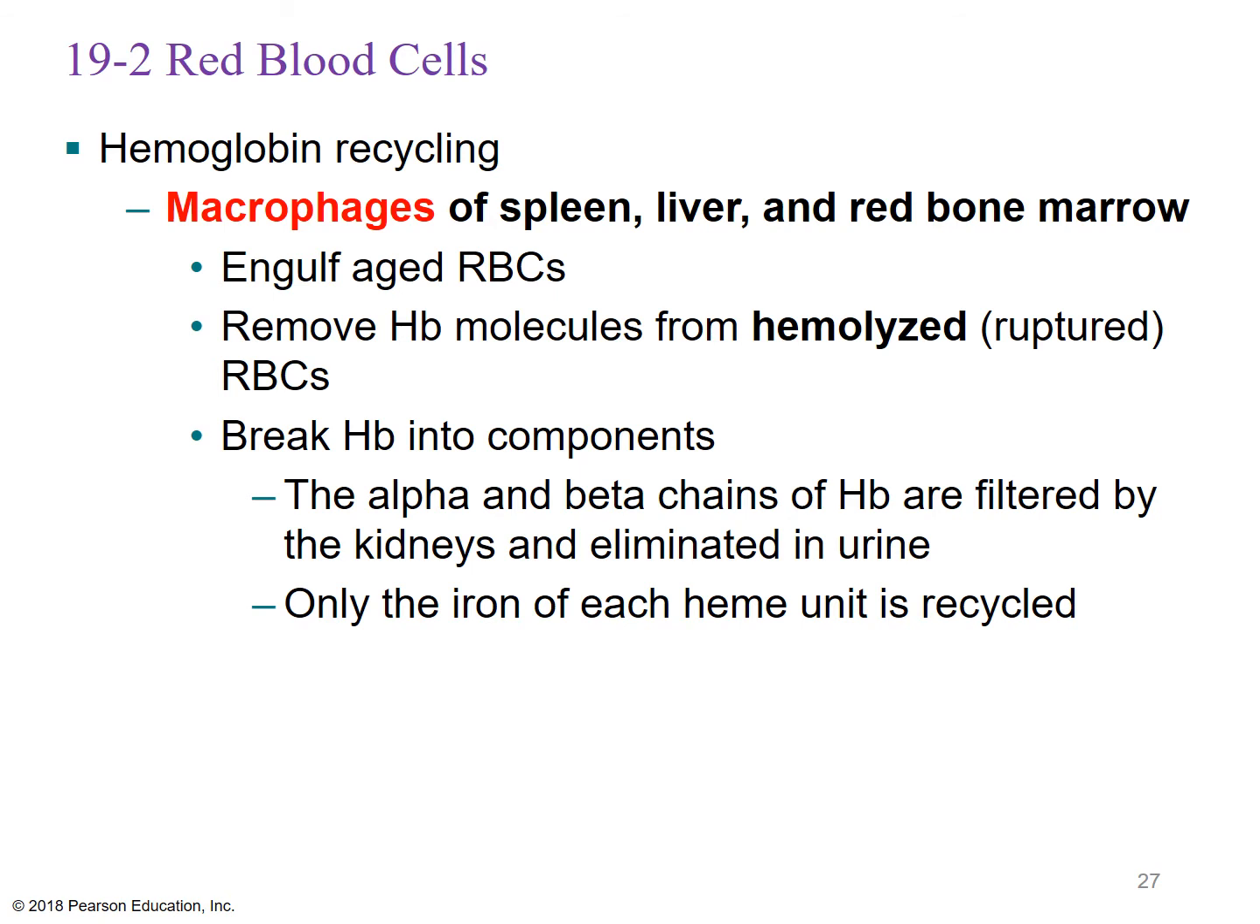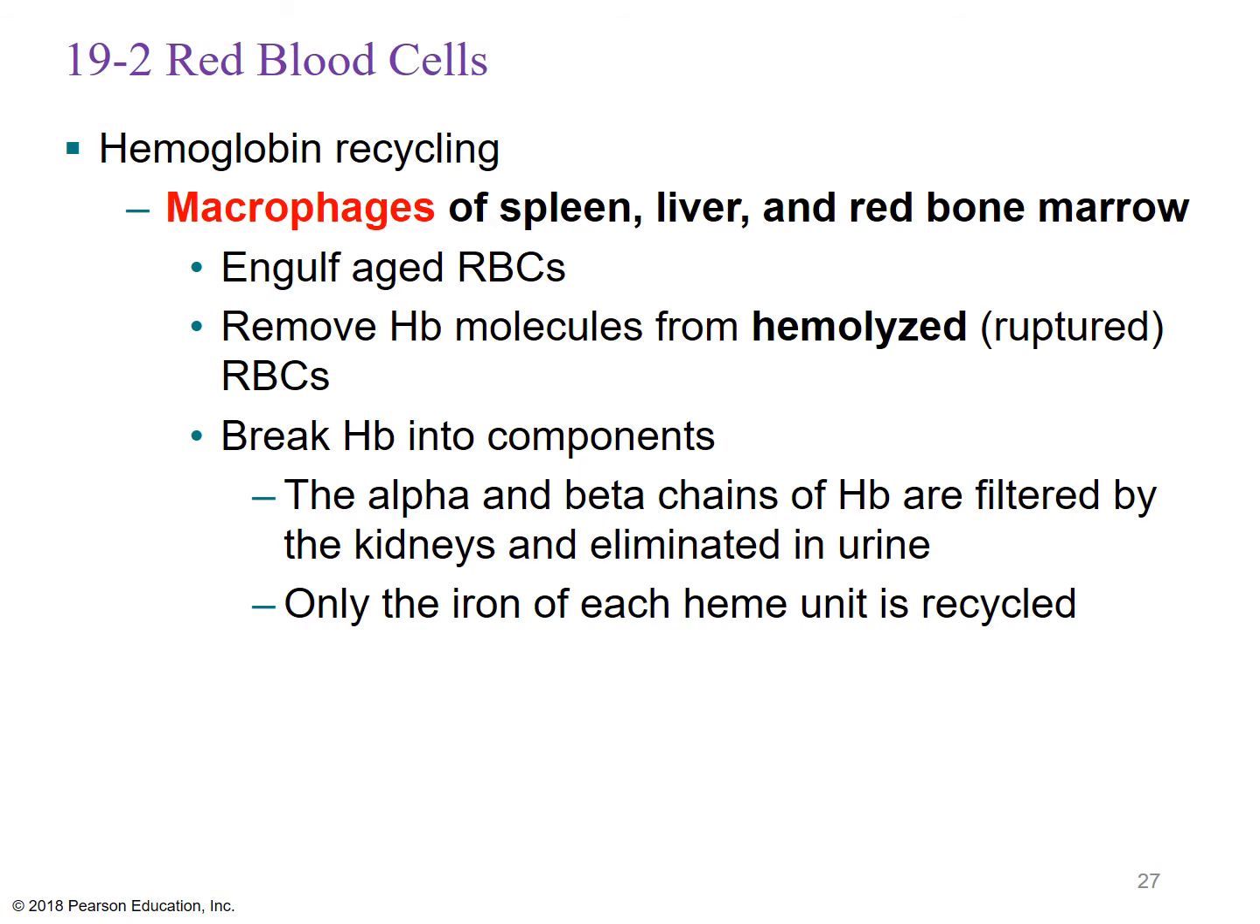Now, whenever it comes to the hemoglobin, it is going to be recycled, and what's going to happen is we will have these cells within the system called macrophages in various places like the spleen, the liver, the red bone marrow, and these macrophages are actually going to engulf the aged red blood cells. Remember, they only live for about 120 days. So whenever the macrophages engulf these, they will remove the hemoglobin molecules from these ruptured red blood cells and then break the hemoglobin into components.